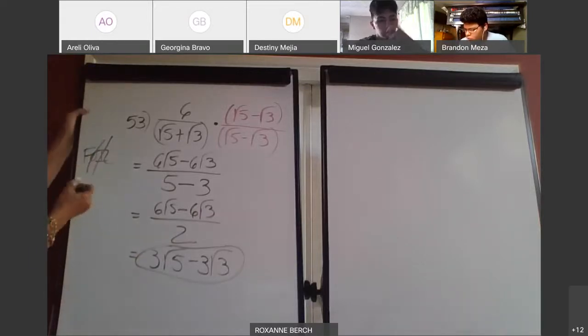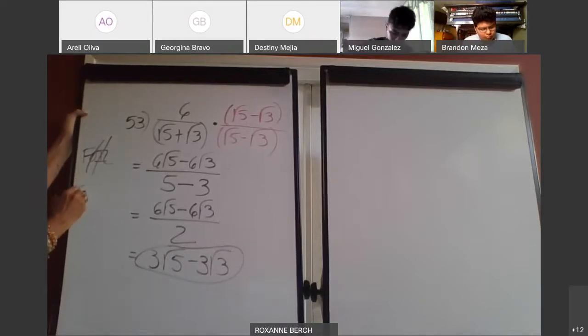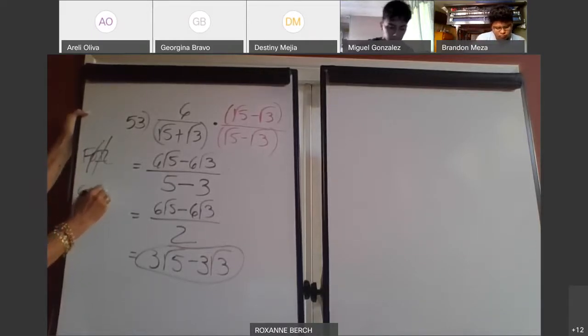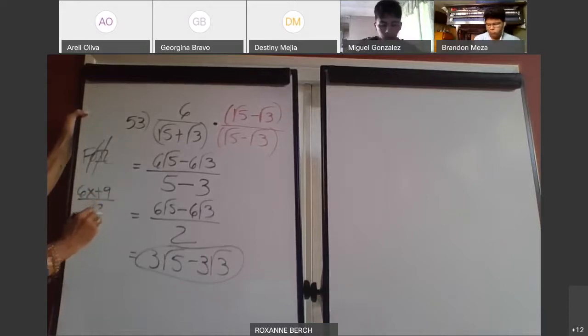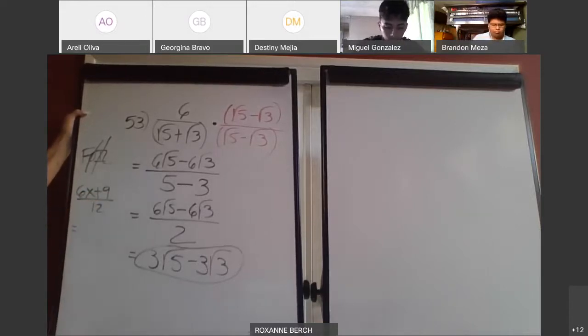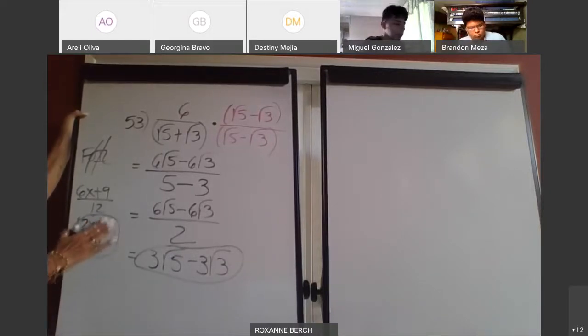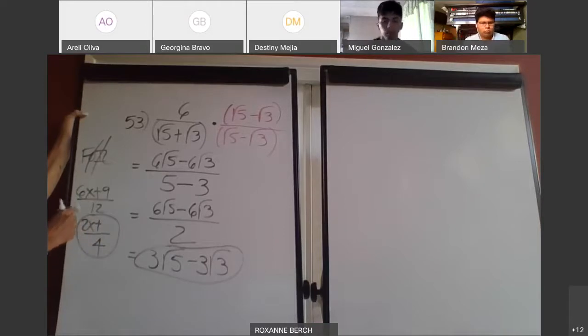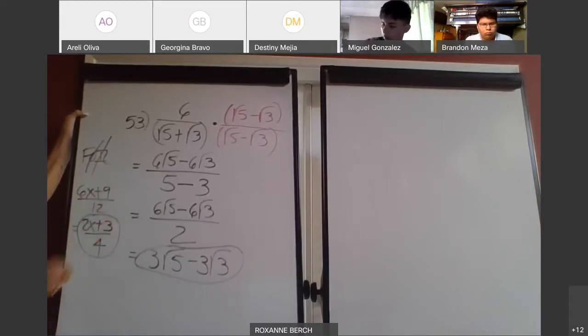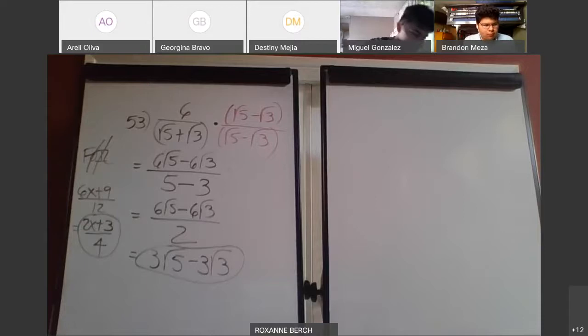So let me do an easier problem over here. Let's say you had 6x plus 9 over 12. All of those guys are divisible by 3. So 3 times what is 12? 4. 3 times what is 6? 2. 3 times what is 9? That would be the answer simplified. Hold on. 3, right? 3 times 4 is 12. 3 times what is 6? 2. 3 times what is 9? 3. That would be the simplified answer.